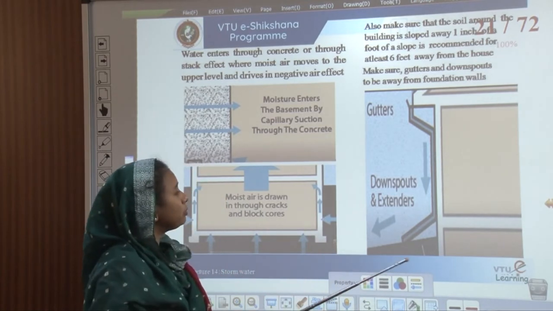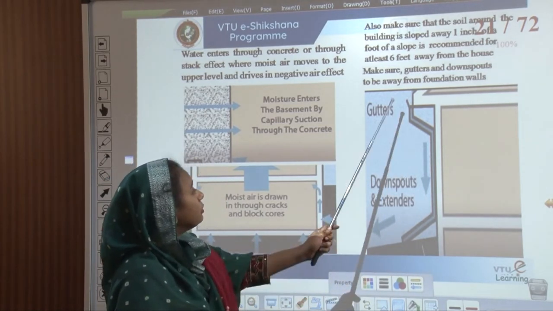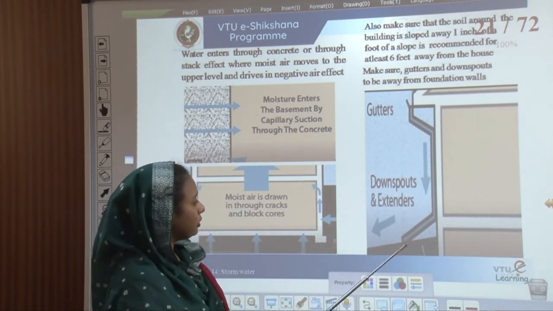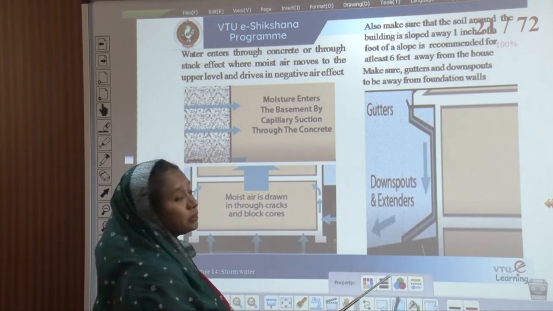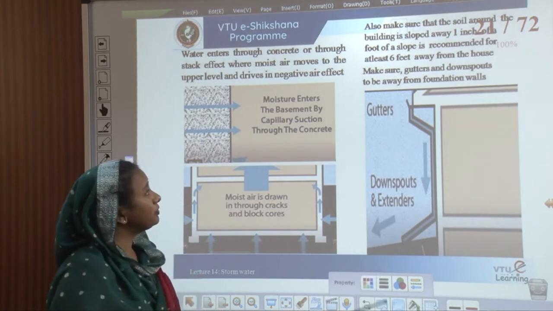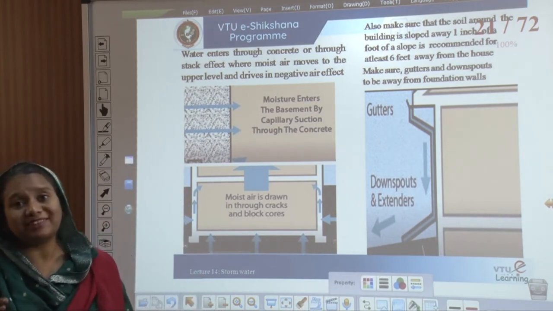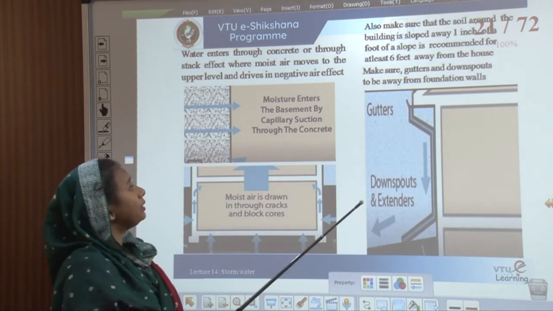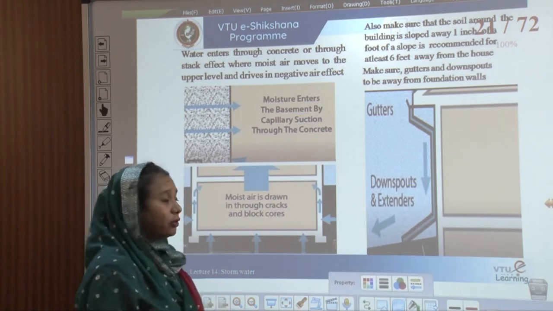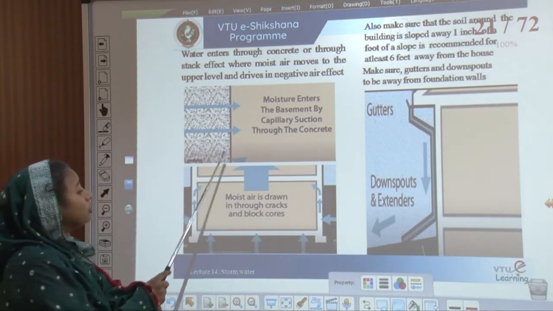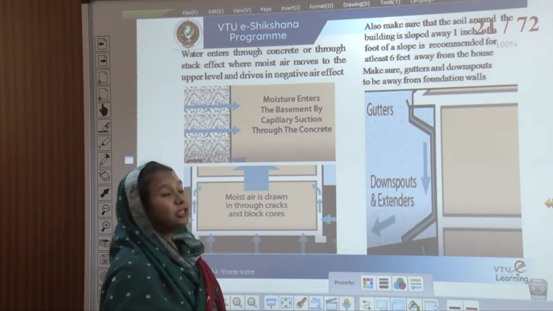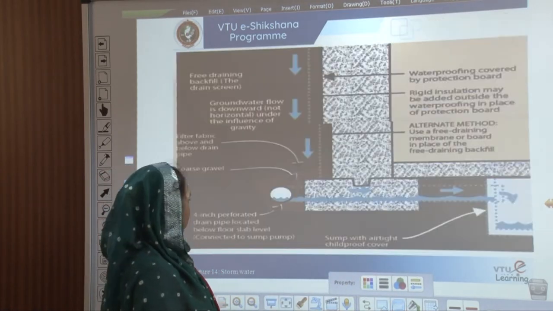So you have to be very sure about how exactly you are downspouting it. Downspouting and providing the right kind of extenders is how you can actually work on it. Otherwise, slope the ground around the building. At least 1 inch per foot of slope is recommended, to keep the water at least 6 feet away from the house. And make sure all the gutters and downspouts are away from your foundation walls, so the water does not enter into your foundation walls. You have to be sure about the angle at which you are letting out the water from the downspouts.